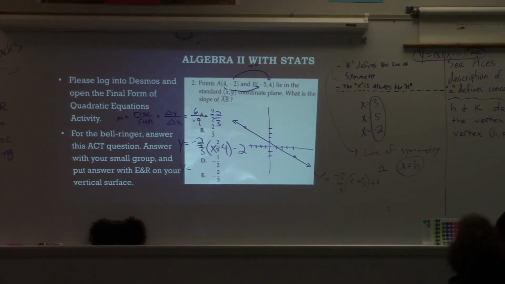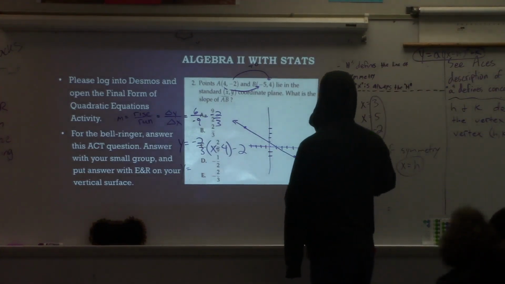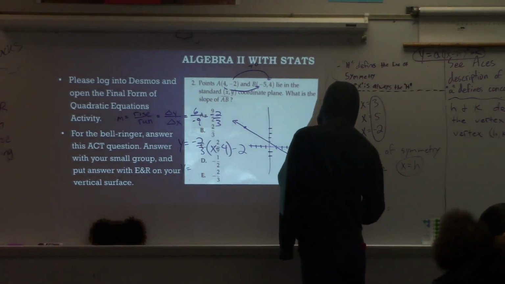Why does plus 5 go to left 5? Because horizontal, remember, it's always the opposite. Okay, all right. So let's talk about this one.